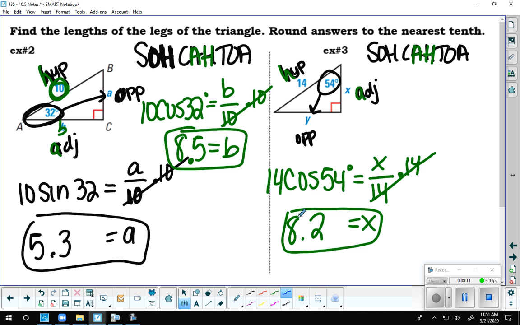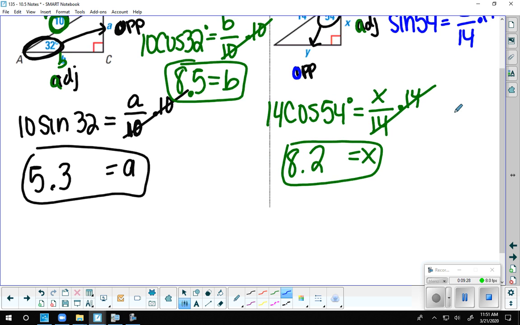And then let's find Y. Okay, Y is the opposite side, and we know the hypotenuse. So opposite and hypotenuse means I need to use the sine function. So the sine of my angle, 54 degrees, equals the opposite side, which is Y, over the hypotenuse, which is 14. So I'm going to multiply both sides by 14.